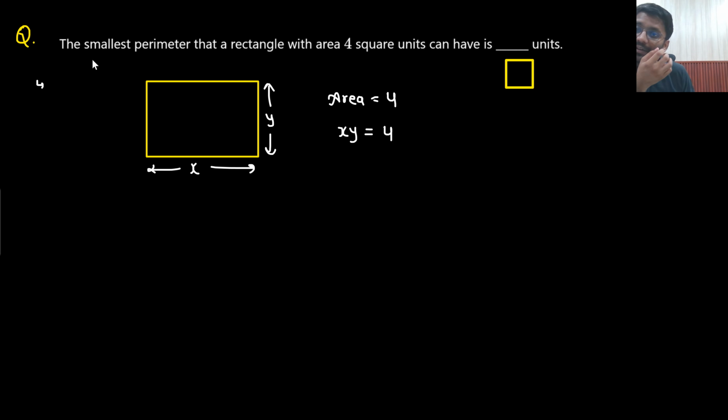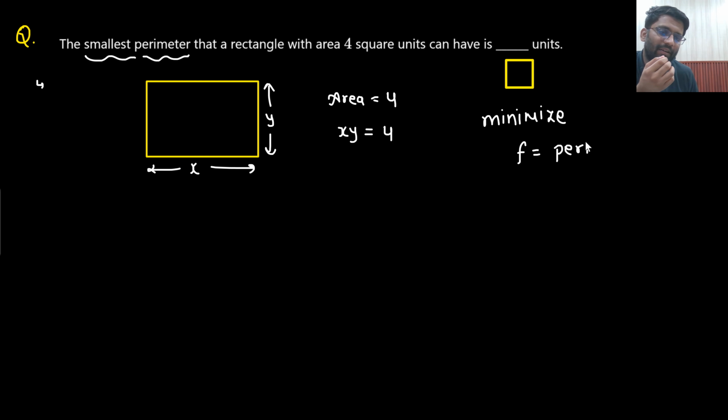What do you need to minimize? Smallest perimeter, that means I need to minimize something. What I need to minimize is the perimeter. What is the perimeter of a rectangle? That is nothing but 2 into (x plus y). This is something that I need to minimize.